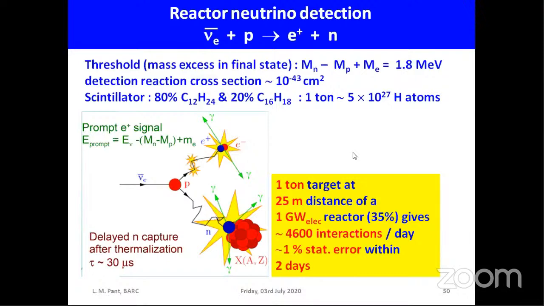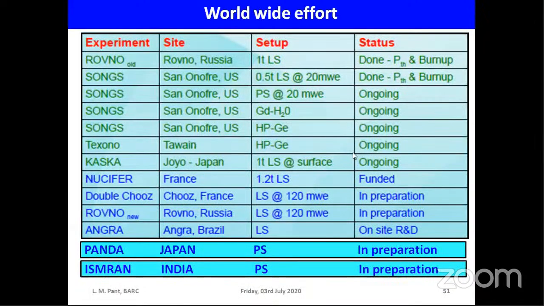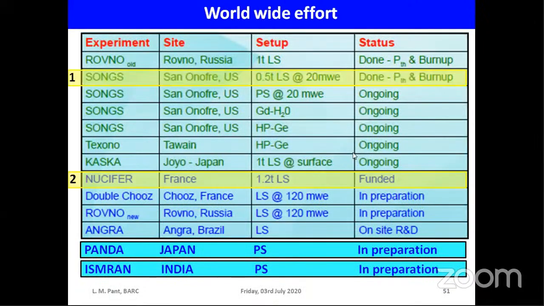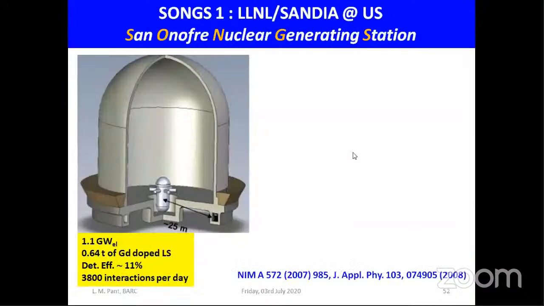Just 2 experiments I will refer to here very quickly before I come to the ISMRAN. One is SONGS and the other is Nucifer. I will just show the results and what type of detection technique they used. So this is the San Onofre Nuclear Generating Station in the US. And as you see here, this is the reactor core, and at a 25-meter distance, they have placed the detector in the basement.